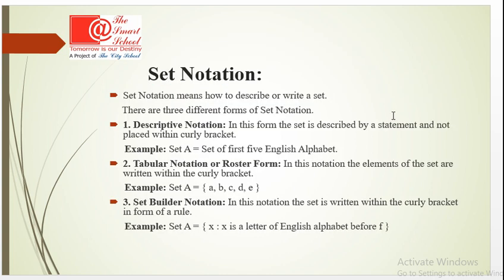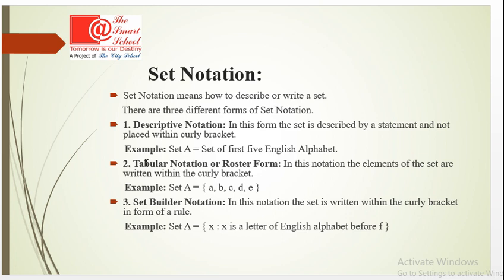You are aware of set notation. Set notation means how to describe or write a set. There are 3 different forms of set notation which you have done in the previous grade. Now who can tell me the first form? Yes, exactly. This is descriptive notation. In this form, the set is described by a statement and not placed within curly brackets. For example, set A equals the set of first 5 English alphabets, and there are no curly brackets.